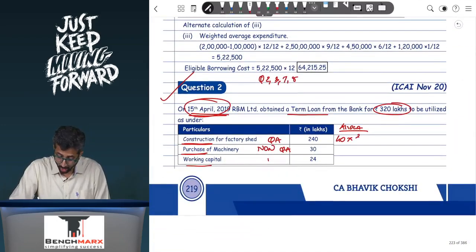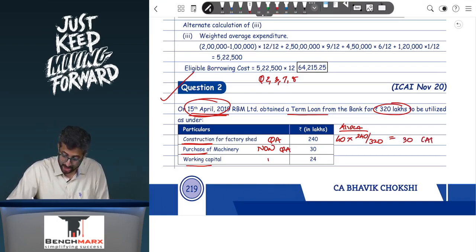So out of the 40 total interest, which is for a 320 borrowing, out of 320, 240 I can say is attributable to the shed, and hence I can do the working and say 30 rupees is attributable to the shed.